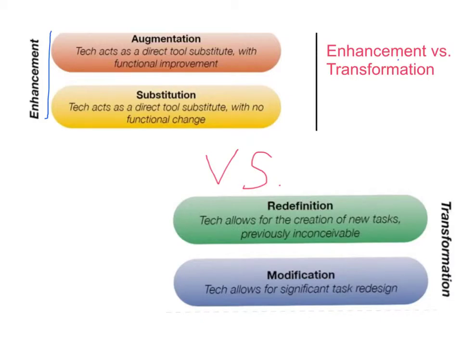The modification and redefinition are in the transformation stage of SAMR. Modification is where transformation in the classroom takes place, and it is almost where students would not be able to do the assignment without the use of technology in the classroom.